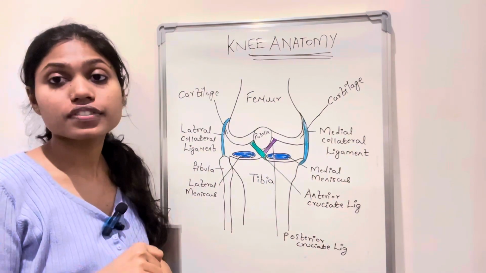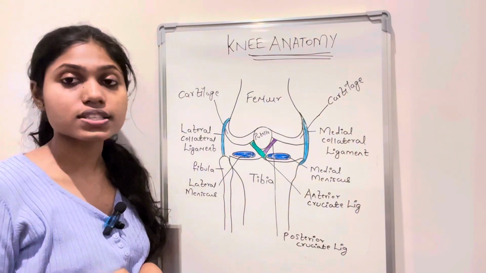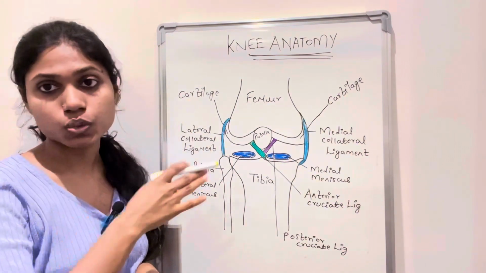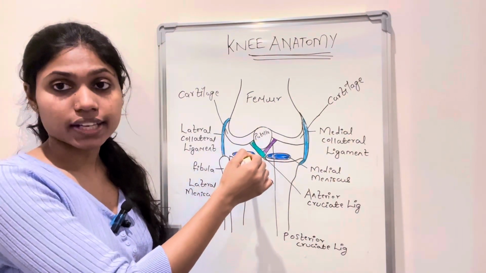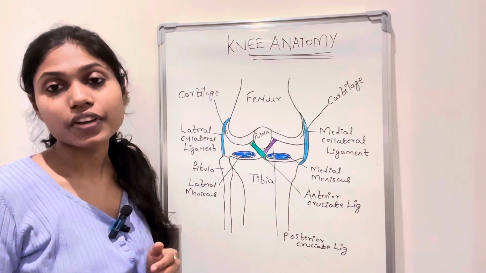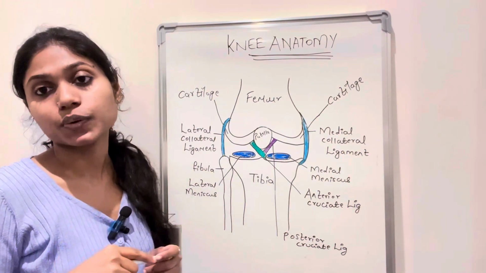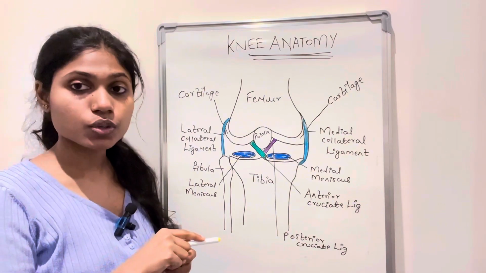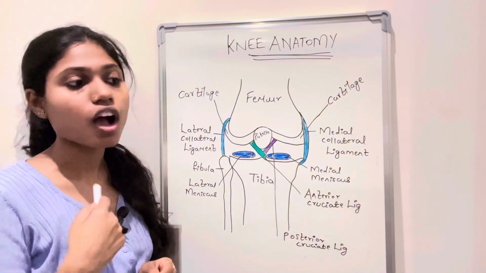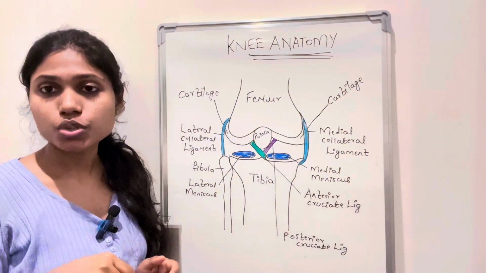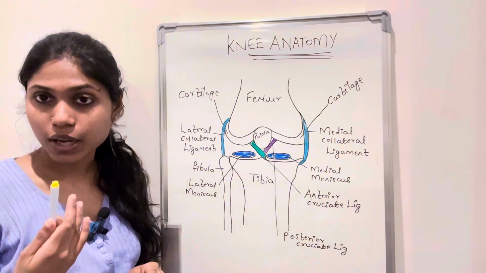Secondly, the function of this collateral ligament is to prevent the displacement or the translation of your knee joint from side to side and provides more stability. And your cruciate ligaments, which is your anterior cruciate ligament, very popularly known as your ACL, and your posterior cruciate ligament, very popularly known as your PCL. Your anterior cruciate ligament or your ACL will prevent the displacement of your tibia forward, and your posterior cruciate ligament will prevent the displacement or the translation of your tibia backwards.